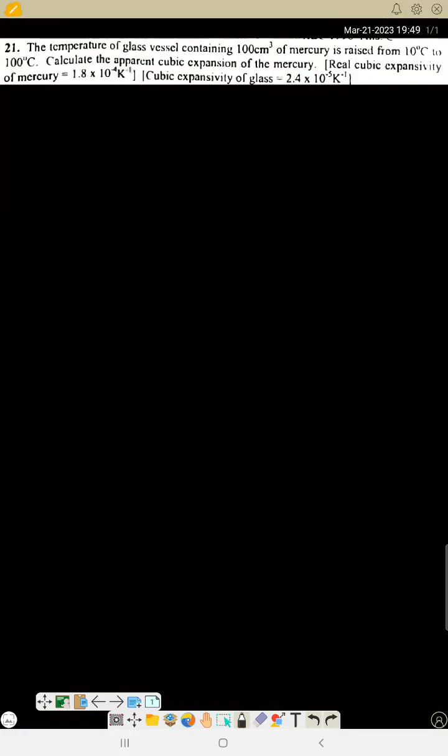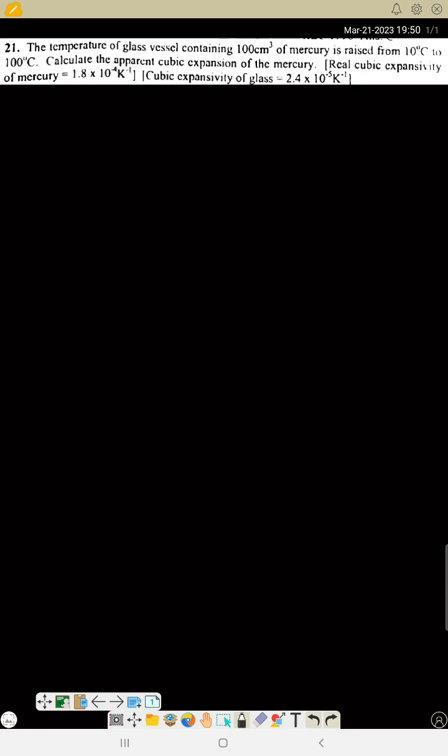Now the question is, the temperature of a glass vessel containing 100 cm³ of mercury is raised from 10 degrees Celsius to 100 degrees Celsius. Calculate the apparent cubic expansion of the mercury. The real cubic expansivity of mercury is 1.8 × 10^-4, and the cubic expansivity of glass is 2.4 × 10^-5 per Kelvin.